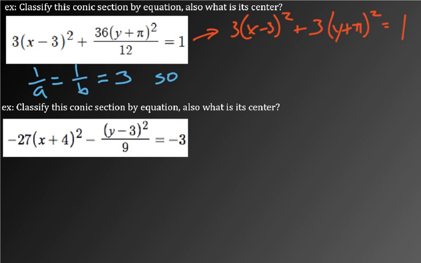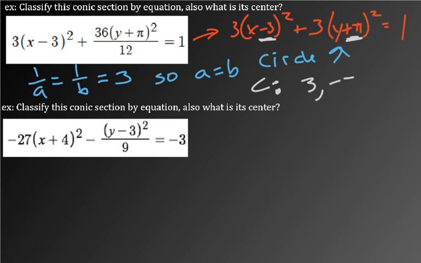So here, they're the same thing, so it's a circle. It has to be a circle. The A and the B are the same thing. I also want you to classify each conic section using the equation, and then also say what the center is. The center is always just the opposite of these. So the center for this conic section is 3, negative pi.